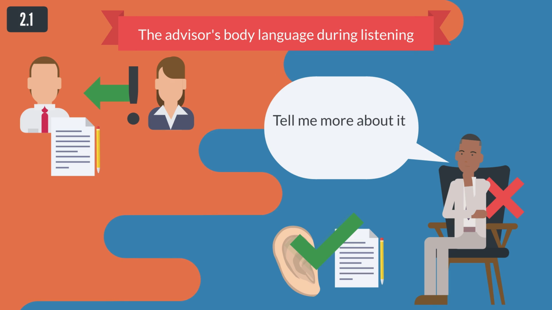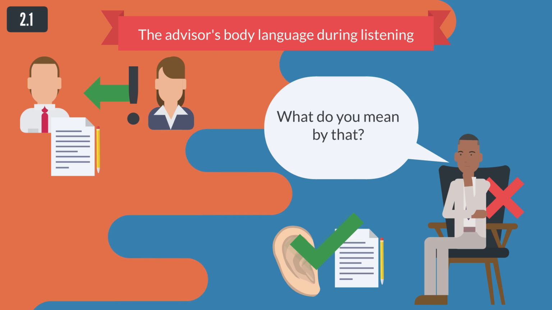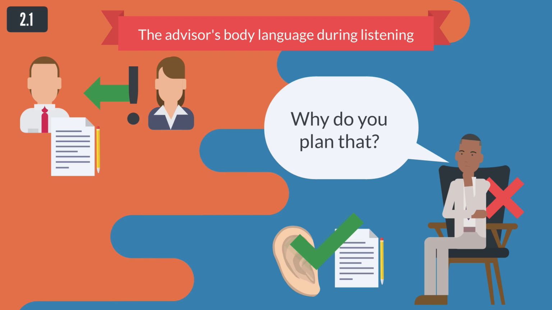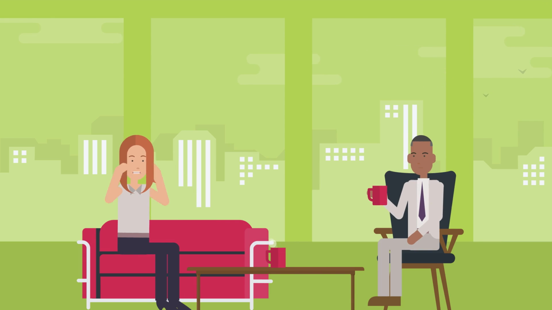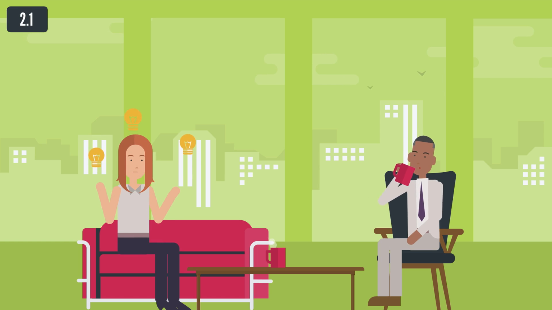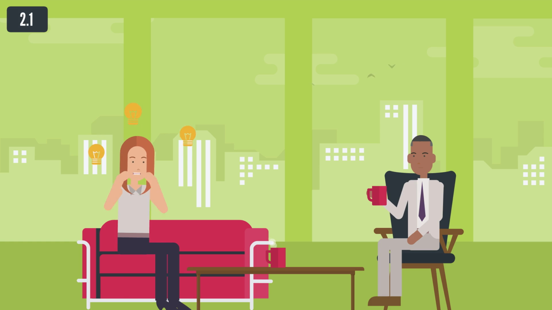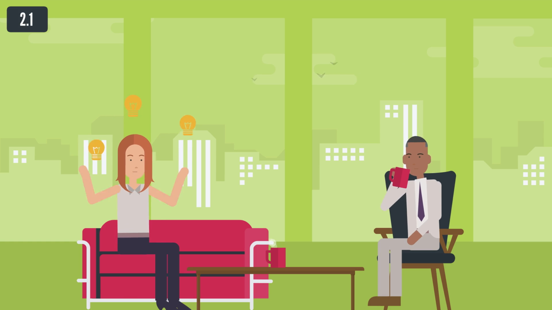Tell me more about it. For example, what do you mean by that? Why do you plan that? If the client leans towards the advisor, the advisor should lean towards the client. If the client becomes impatient, the advisor should lean back, relax and smile.